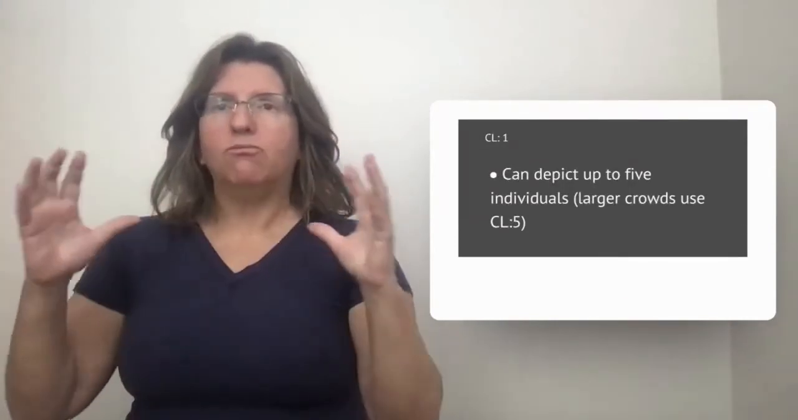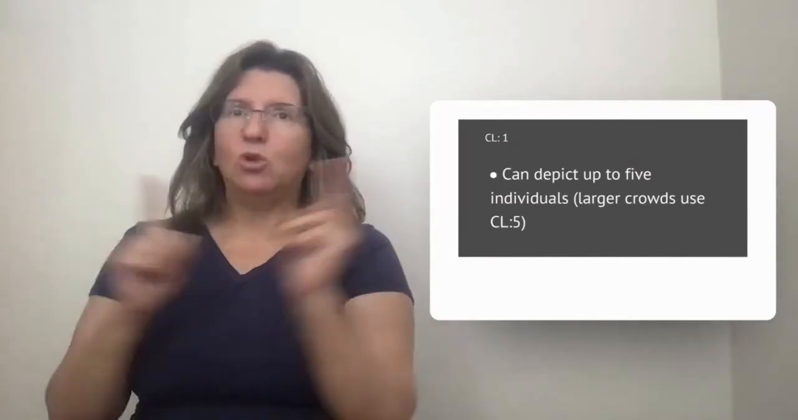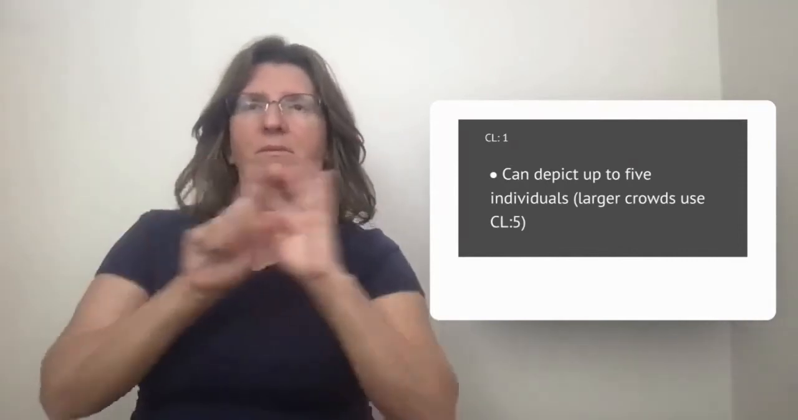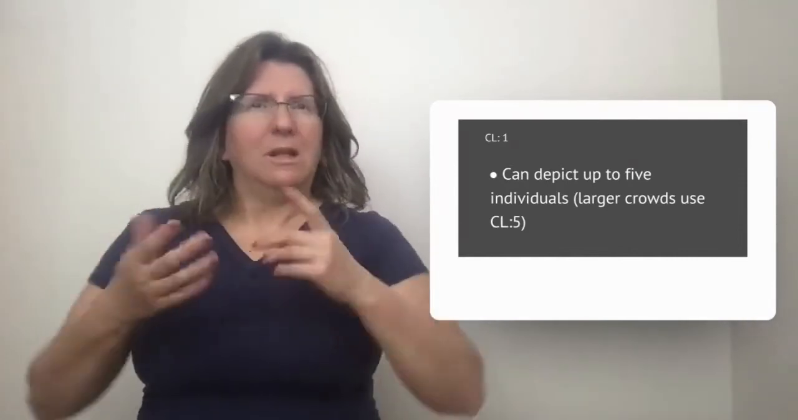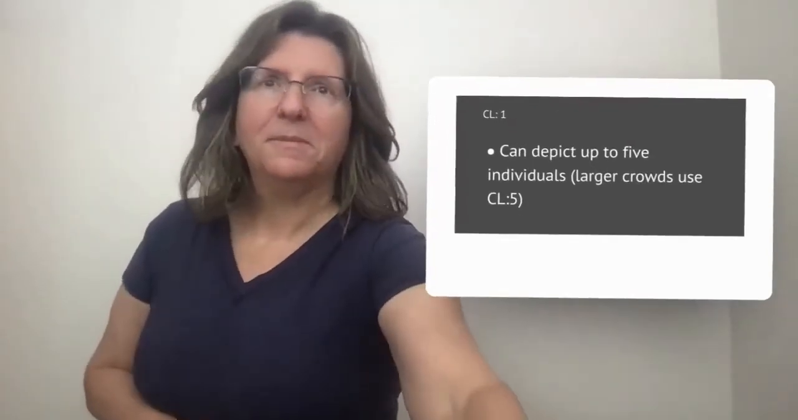The CL5 depicts larger crowds, even beyond 5. And you see these movements that shows the groups passing by each other. Or you can show the classifier 5 to indicate a lineup of people. It's a very creative linguistic feature.